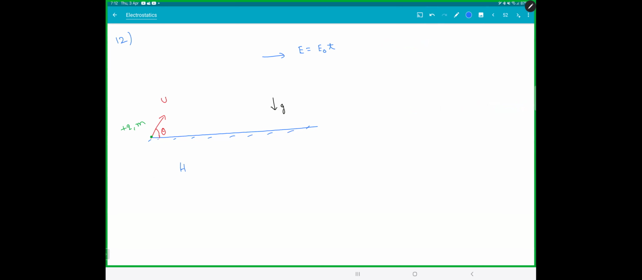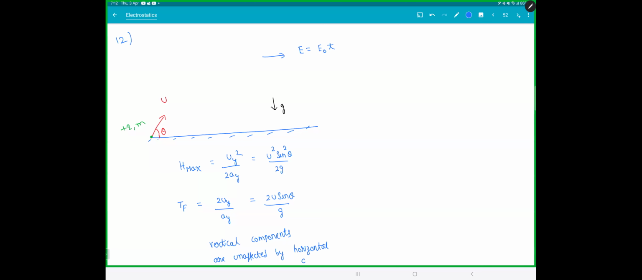If you look at H max, it will be u vertical square by 2a vertical, that is u square sine square theta by 2g. Time of flight will be 2u vertical by a vertical, which is 2u sine theta by g. So this thing will not get affected, right? Vertical components are unaffected by horizontal acceleration. Clear?